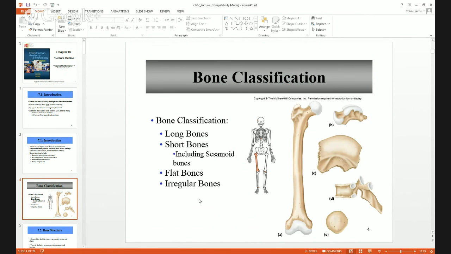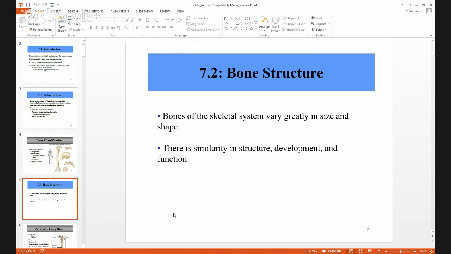Bones can be classified by shape. We have the long bones, the short bones, including sesamoid bones, the flat bones, and the irregular bones. Bones of the skeletal system vary greatly in size and shape. There is a similarity in structure, development, and function.